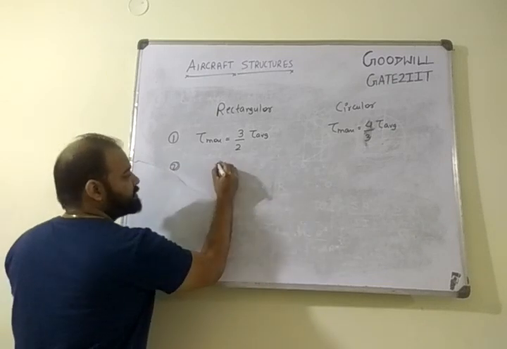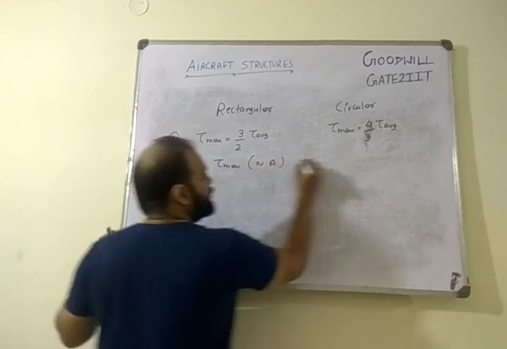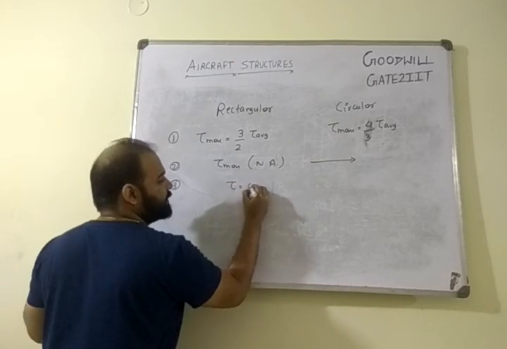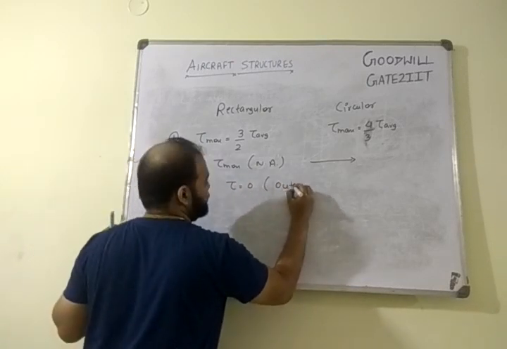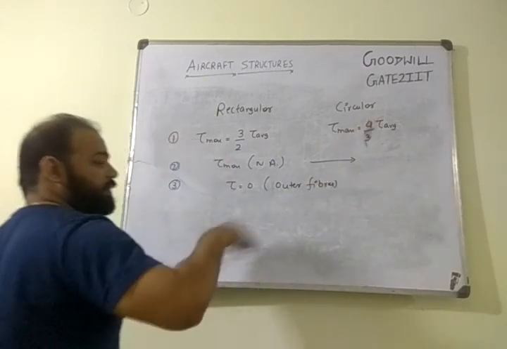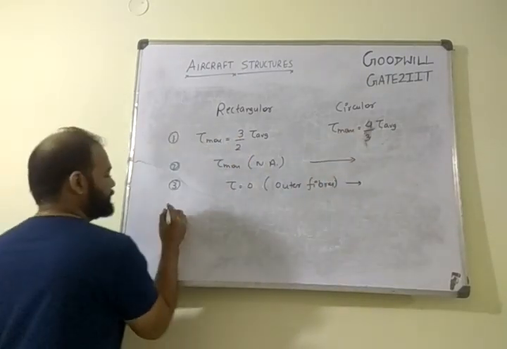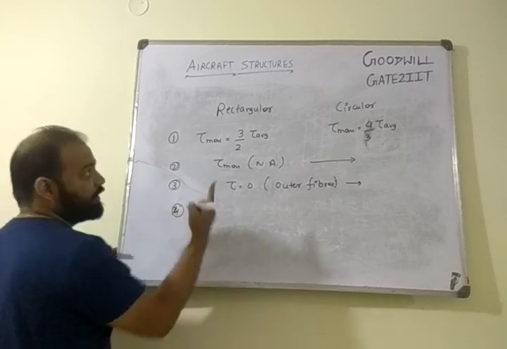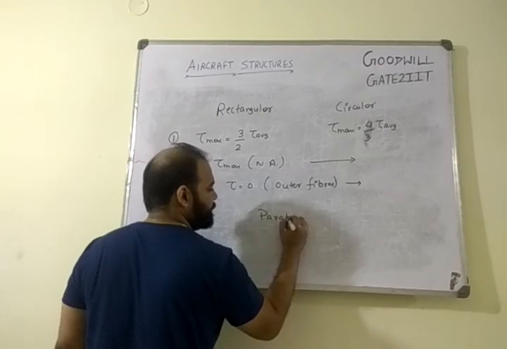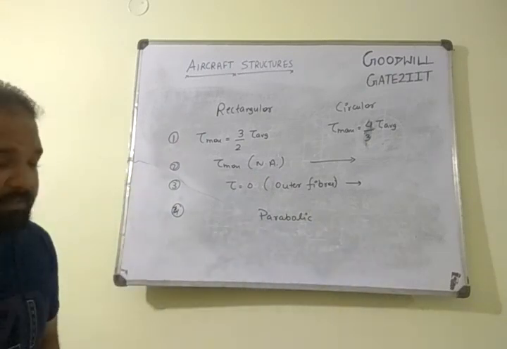Whatever the cross section is, your tau max will happen where? At neutral axis. This is common for both. Correct, right? Now, whatever the case, your tau is 0 at what? Outer fibers. What do you mean by outer fibers? When you have a rectangular section, the outer boundary. When you have a circular section, everywhere on the outer boundary you have this as 0. It is the same for circular section also. Tell me the next important property of shear stresses in any cross section. Yes, parabolic behavior, with 0 at the outer fibers and maximum at the neutral axis.